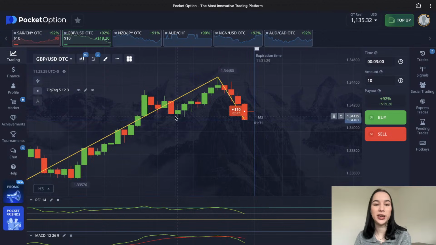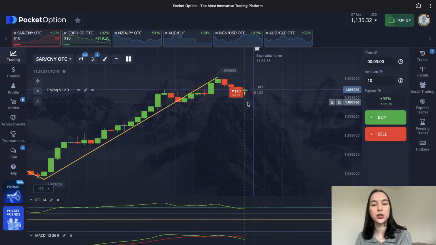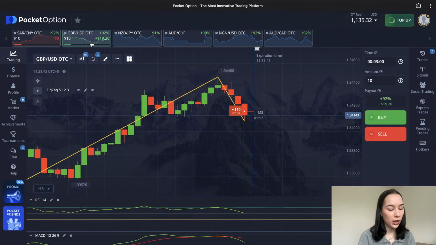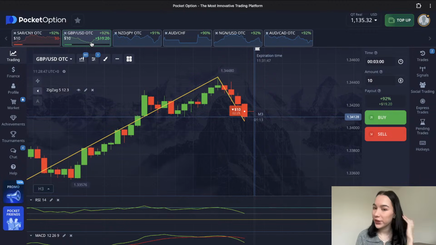As you can see here, we waited for it to break the support level and start reversing more strongly. And here is the same, but here the downward trend is not that strong. It's always fluctuating, and as we can see, the candles are not that big. So yeah, what I wanted to say is that everything comes with experience.